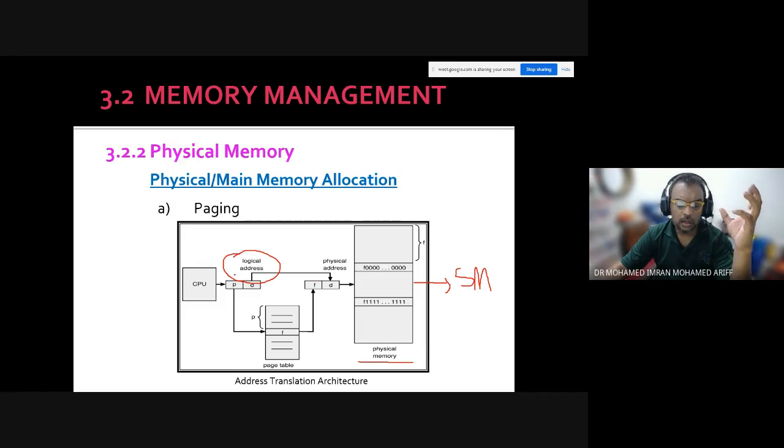So what is it? Operating system will take this logical address, compare dengan table ini to find the physical address. Kat mana located this particular file? Once it has located the physical address of the particular file, it will transfer back the file to the CPU. Okay, itu sahaja, very simple. So it's as if like this.